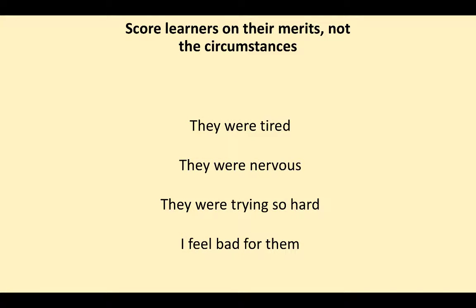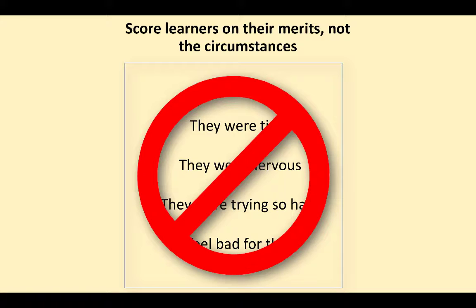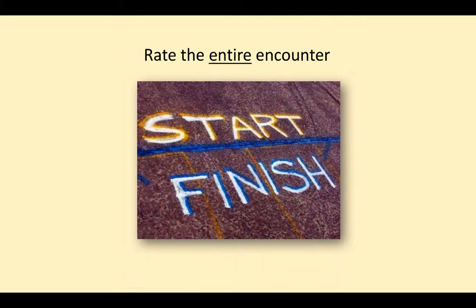The other thing to not really consider is issues such as the circumstances of the exam. For example, that they were tired, they were nervous, they were trying so hard, and that you feel bad for them. So it's important that you score the learners on their merits and not the circumstances of the situation. These scores will help their English language teacher, Andrew Schneider, who you'll meet, to give them the appropriate feedback and guide them in learning English in a more proficient way, which is why they're here this week with us.